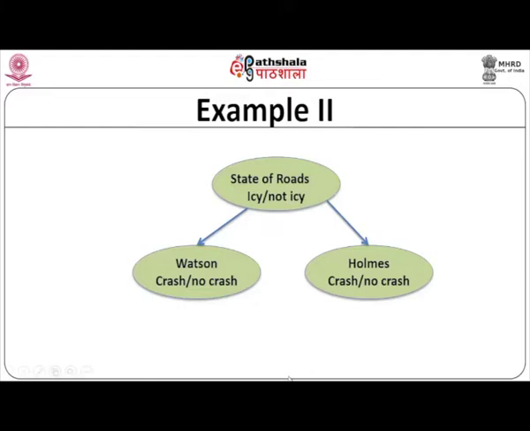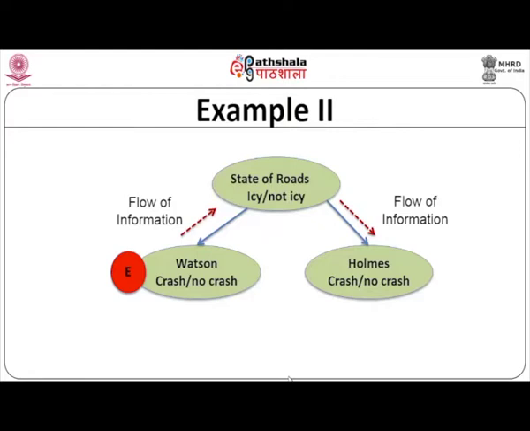Now, suddenly we get evidence that Watson has crashed. When Watson has crashed, you have the flow of information that Watson has crashed. This makes the state of roads being icy more probable, in which case Holmes crashing also has more probability. This is the flow of direction. Now, we have another evidence that the state of roads is not icy. Therefore, the flow of information is again in this direction, but here the probability of Holmes not crashing is larger.